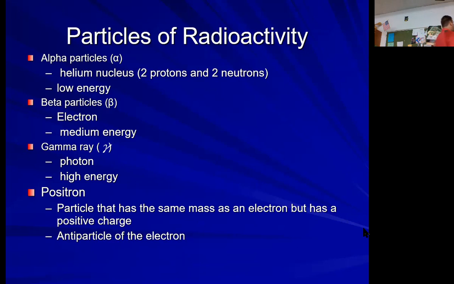So I can write a positron as 0, 1, e. That's the positive electron. It has no mass, but it has a positive charge. Those are our only 4 types of radioactive particles.